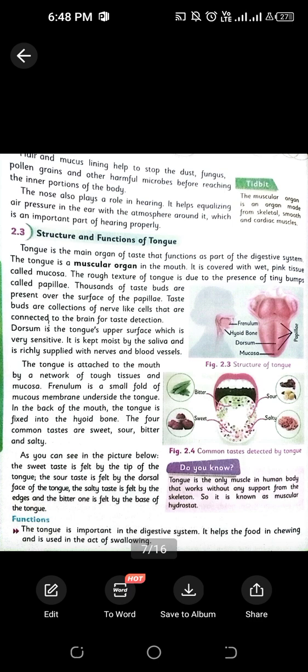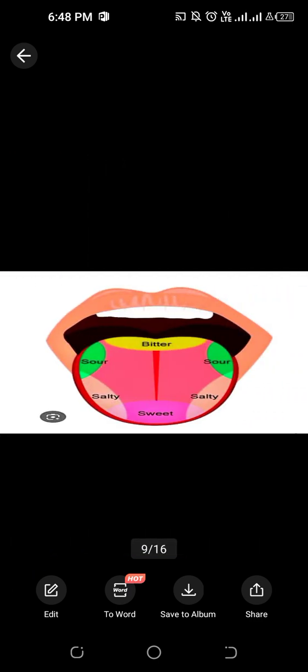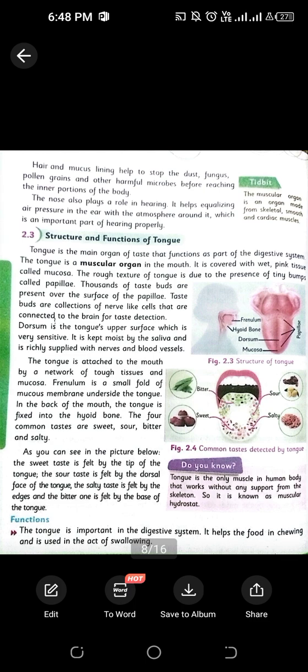Okay? And those taste buds are a collection of nerve-like cells that are connected to the brain for taste detection. Can I have a picture? Yes. So look at this. This is a tongue. It has some taste receptors. The upper portion of the tongue represents the bitter taste. Then we have sour taste. Then we have salty, and then we have sweet taste. Okay. So these taste receptors are interpreted by the brain, to tell what kind of food we are eating.